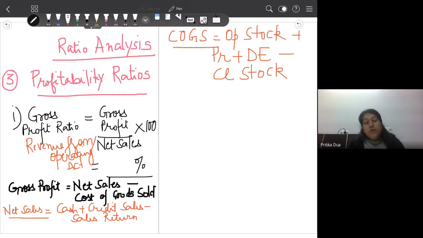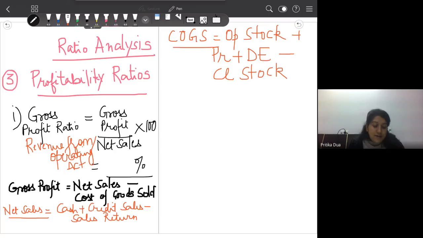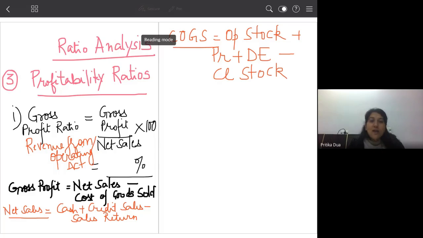Now, the benefit of gross profit being high is that you can cover all the expenses you are making in the profit and loss account. That means you can cover all the expenses which are indirect in nature: office and administrative expenses, selling and distribution expenses, your bad debts, everything can be covered if you have a high gross profit. That is why the higher the gross profit ratio, the better it is for the firm.